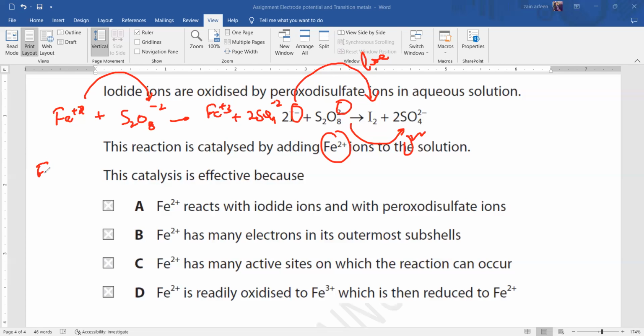And this iron 3 will react with iodide ion, and iodide will lose electron. Iron 3 will gain that electron back. So it will turn into +2 and it produces iodine molecule. So it's a homogeneous catalyst because the catalyst is in the same phase as the reactant. So this catalyst is effective because it can readily oxidize and then reduce. Like iron 2 can oxidize to iron 3 and then reduce back. That's why this is suitable.